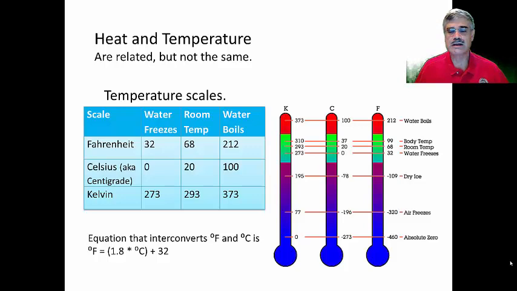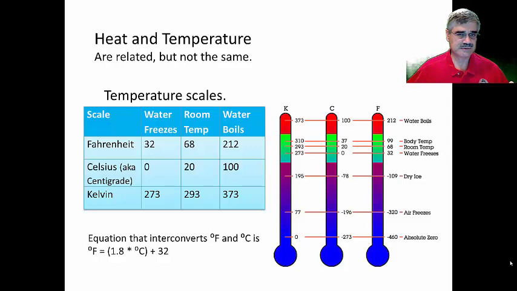Now, in 1848, the centigrade scale, which had been used for hundreds of years, was renamed the Celsius scale in honor of one of the developers of these temperature scales, which we'll get to in a second. So we have Celsius or centigrade, which is used in most countries, a 100-point scale, a 100-degree scale. We also have a temperature scale called Kelvin, which goes from 273 degrees for the freezing point of water to 373 degrees for the boiling point of water.